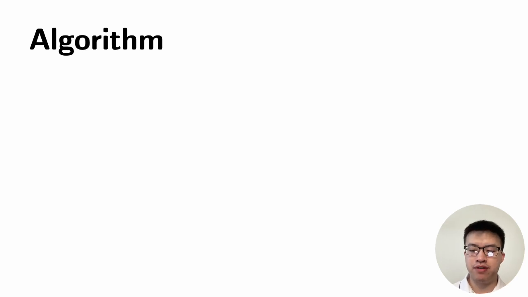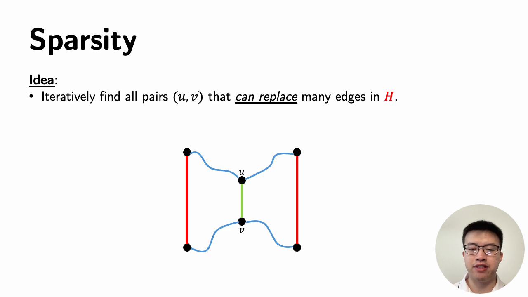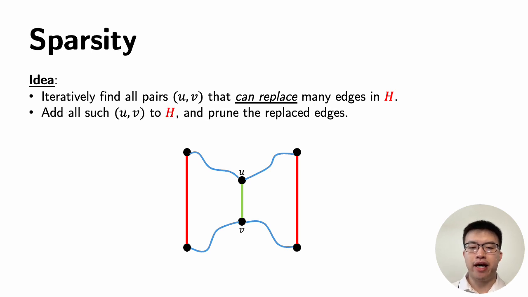Okay, now we move to the algorithms. For sparsity, the idea is we iteratively find all the pairs that can replace many edges in H. And here's an example. The red edges are edges in our spanner H, and a pair UV can replace both red edges. So there are good spanner paths from the two ends of the red edges through U and V. Then we add all of those UV to H and then delete the replaced edges. So we delete all the red edges and then we add UV to H.